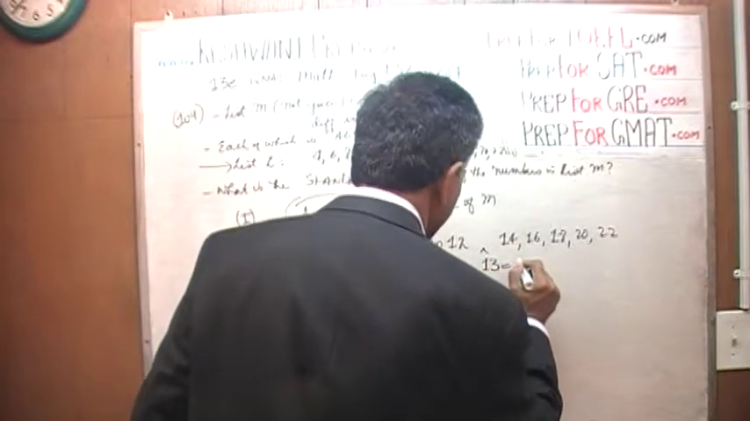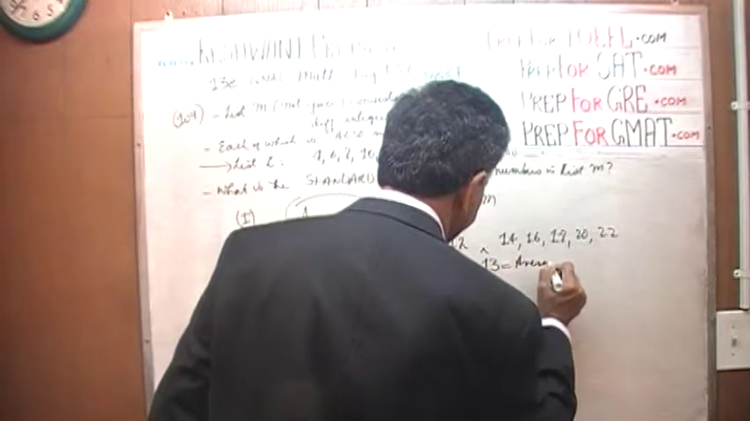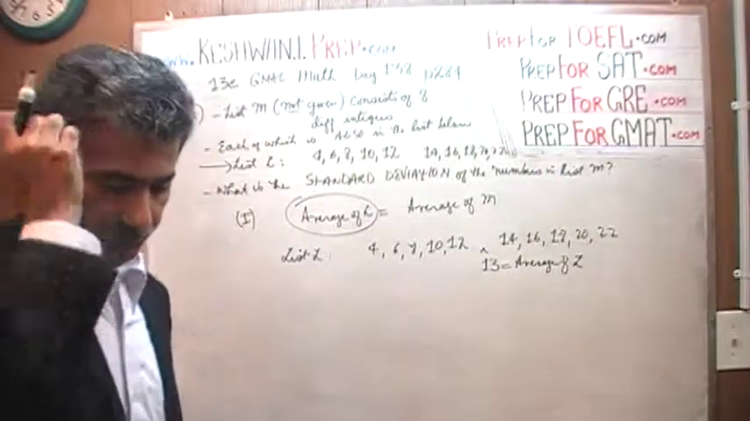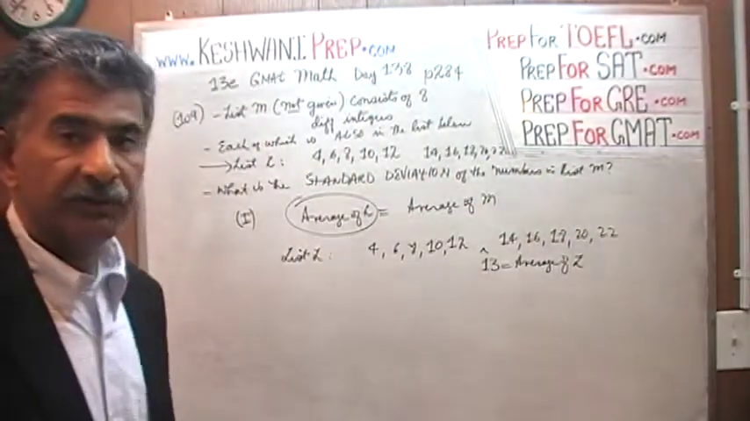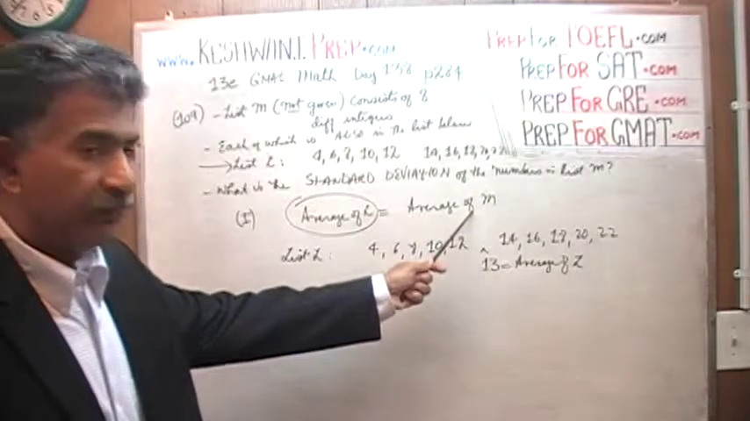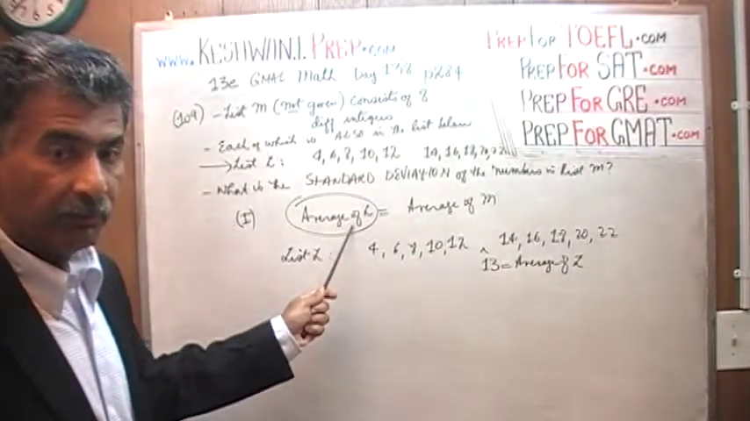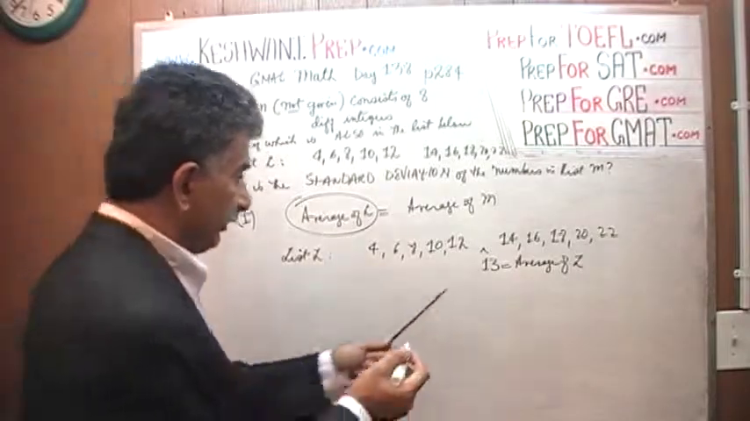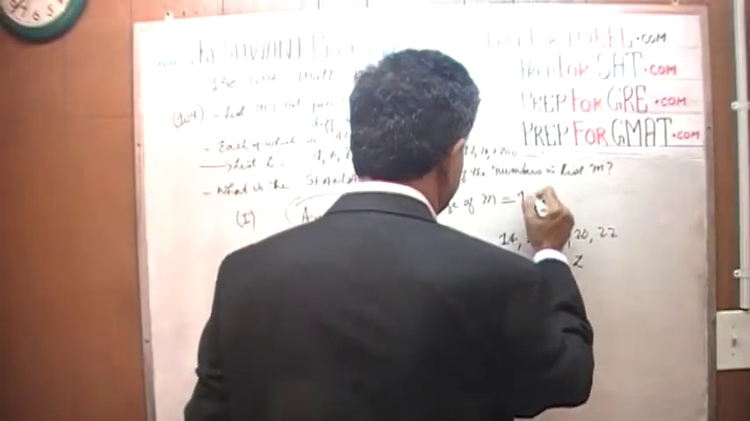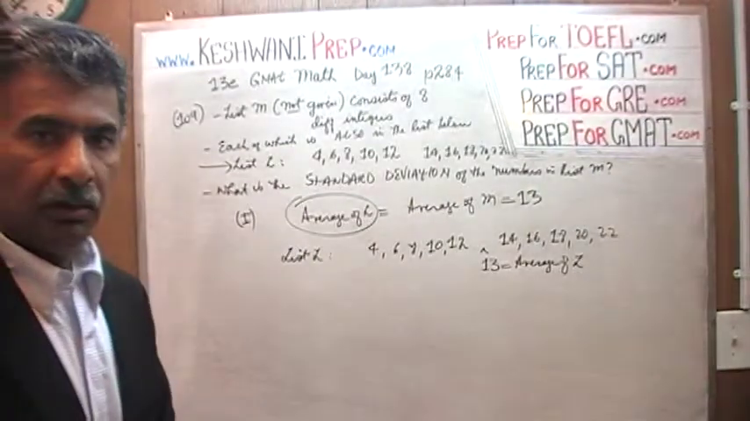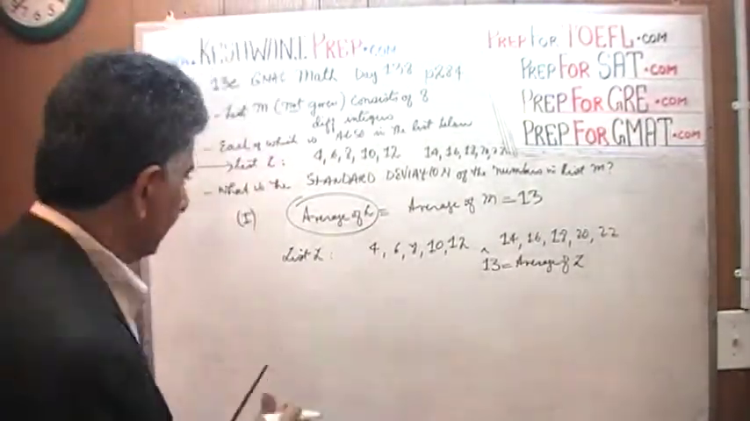13 is the average of the numbers that appear in list L. And they're telling us that the two averages are equal. The average of the numbers that appear in list M is the same as the average of the numbers that appear in list L. And we just found out that that is 13. Now what does that tell us? Let's find out what it tells us.